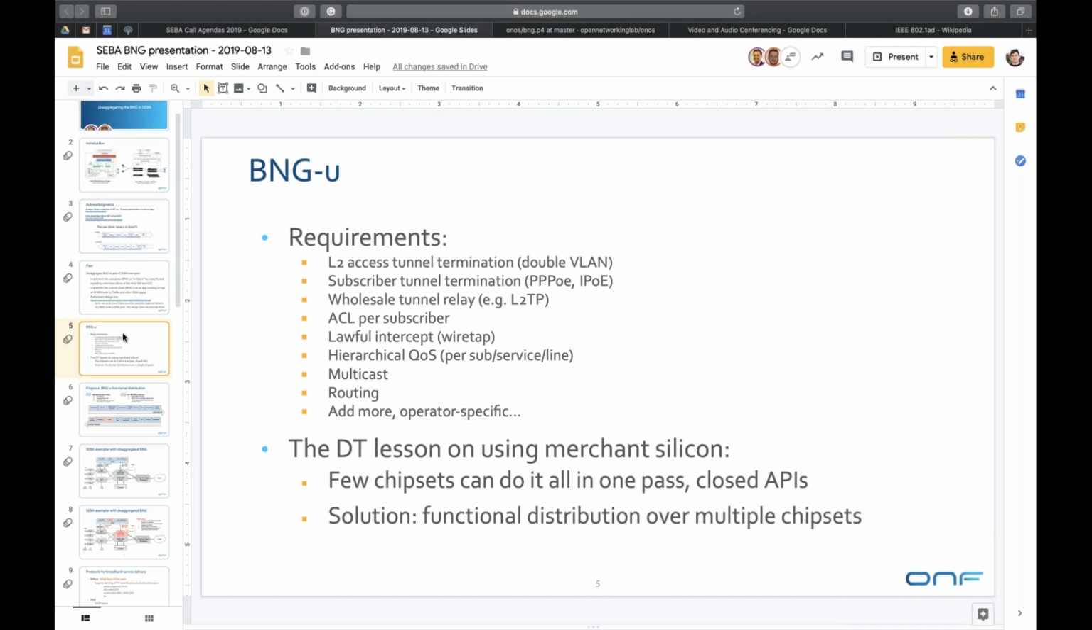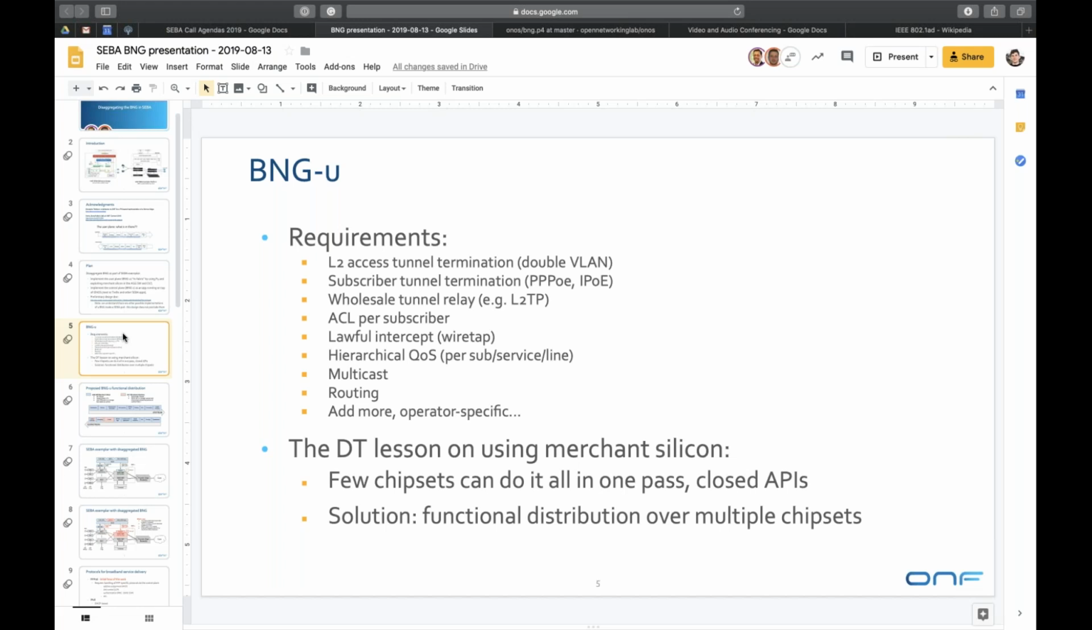So let's start with the BNG user plane. As you might know, there are many requirements for the user plane. Most of these requirements are operator specific, but there are some common ones, like, for example, layer 2 access tunnel termination using double VLAN tags, termination of subscriber tunnels using protocols like PPPoE or IP over Ethernet, wholesale tunnel relay using L2TP, ACL, lawful intercept, QoS, multicast routing, and many more.